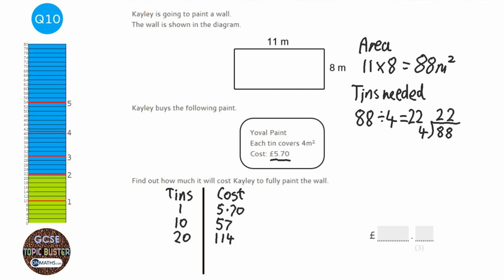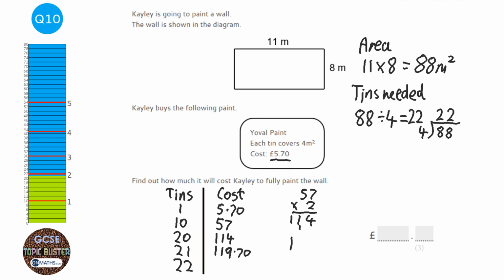And if you need to do 57 times 2, that's the way of doing it. 7 times 2 is 14, 5 times 2 is 10, plus the 1 is 11. So we've got 20 tins so far, and we need to get 22, so I can get 21 by adding £5.70. So that's going to be £119.70, and let's keep it in money. And so 22 will be another £5.70.